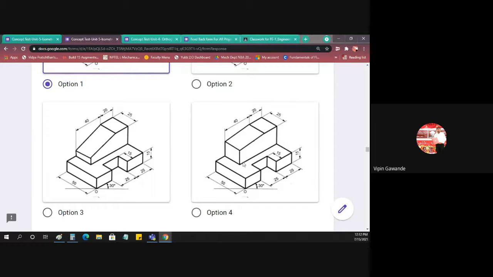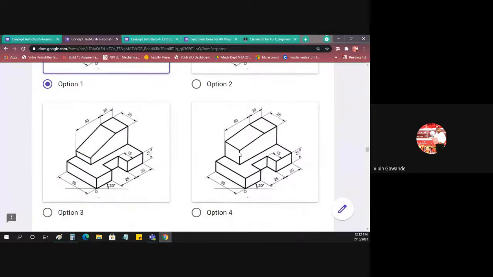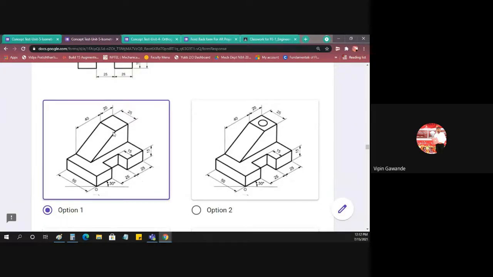This inclined line must touch the 15 mm height. So this is not the correct option because here the height is given. We don't require height. It is directly coming at the bottom surface. So for this problem, what is the correct answer? The option number 1 is the correct answer. So this is the correct answer for this problem.